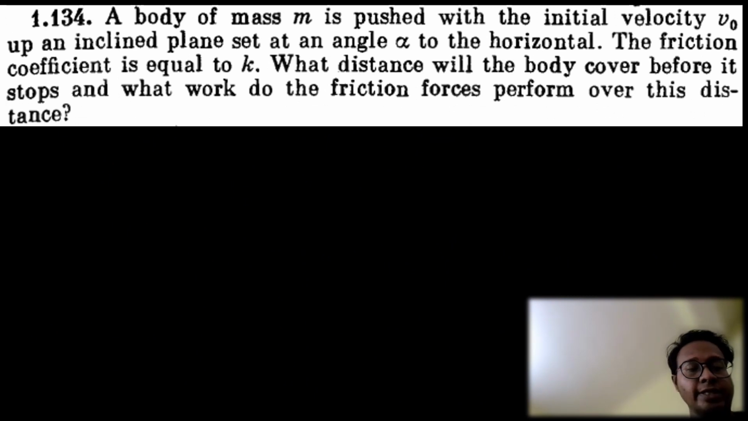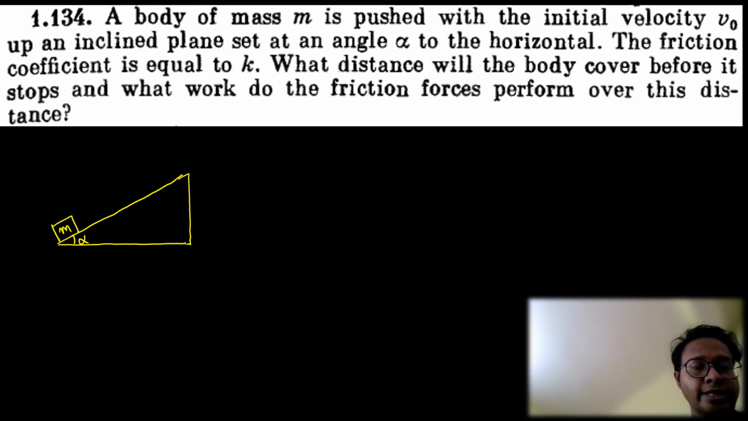Now this question is fairly simple. There is an inclined plane at an angle alpha. A block of mass m initially has velocity v0. The coefficient of friction is given as mu. The question is asking, what distance will the body cover before it stops? That means the friction will stop the body, no? So find the distance L on the plank till which the body goes.